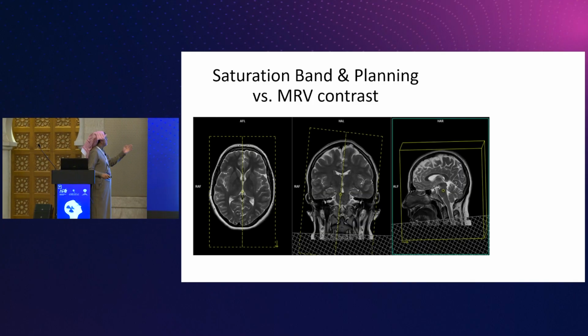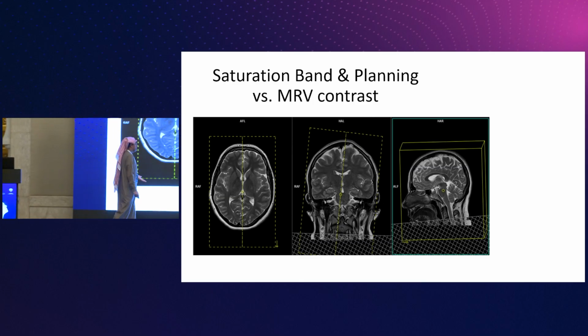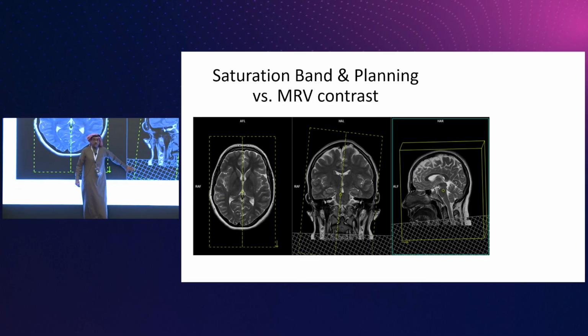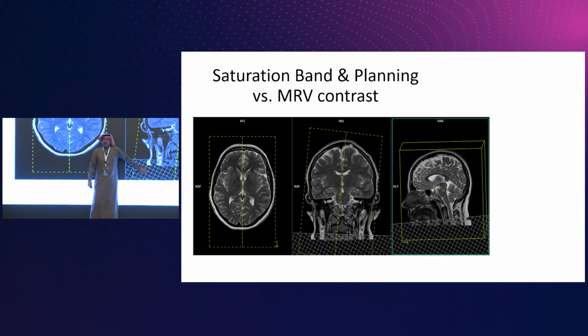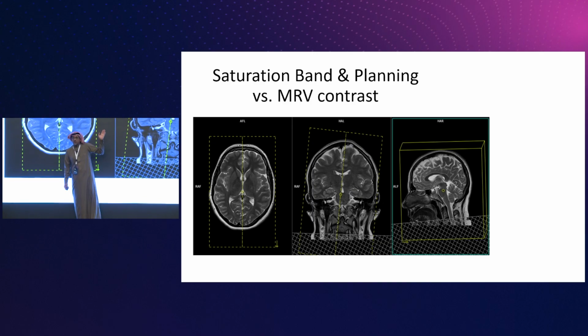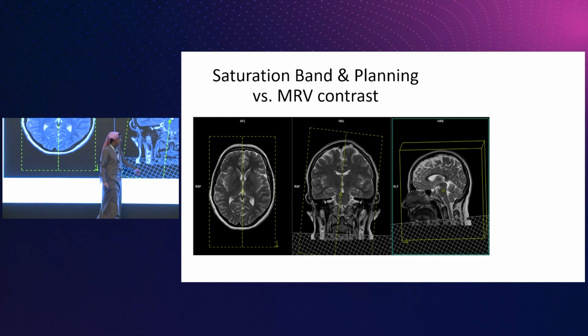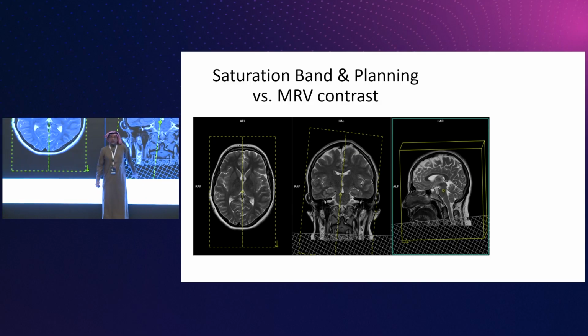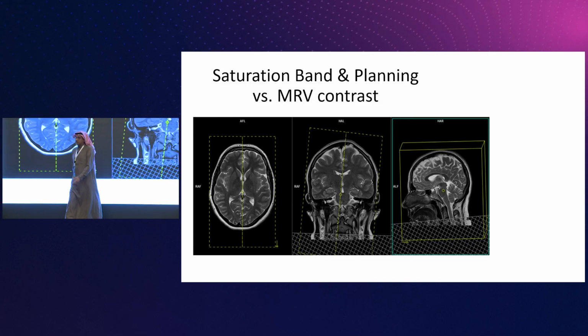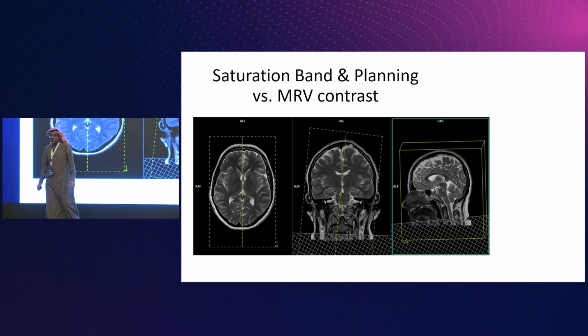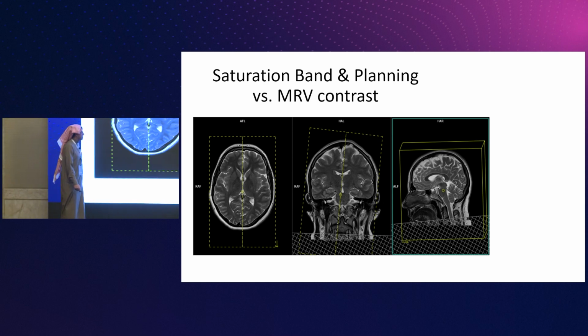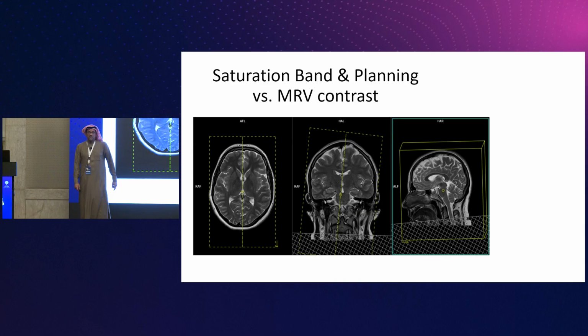Saturation band in MRV. We put it here. Why do we put it here? At the inferior. And in MRA we put it superior, right? So why do we put it inferior? To suppress artery. And we get only veins, right? Okay. Why do we make it angled?